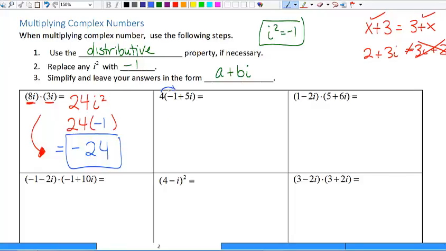On the next problem, I'm going to distribute the 4, so that gets me -4 plus 20i. There's no i squareds, and it's already in the form a plus bi, so I am done.